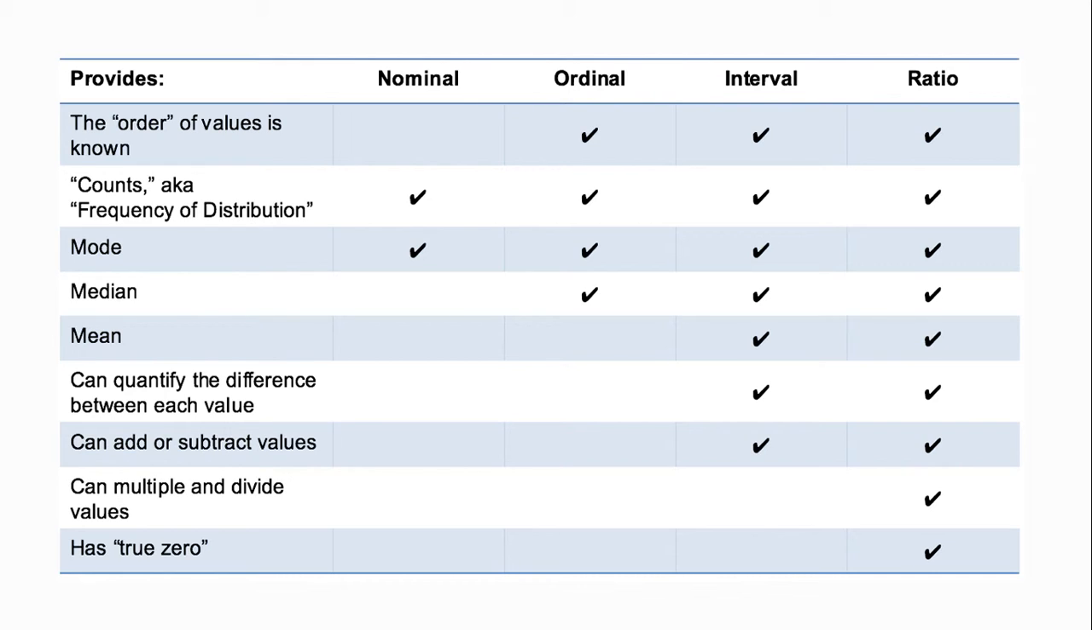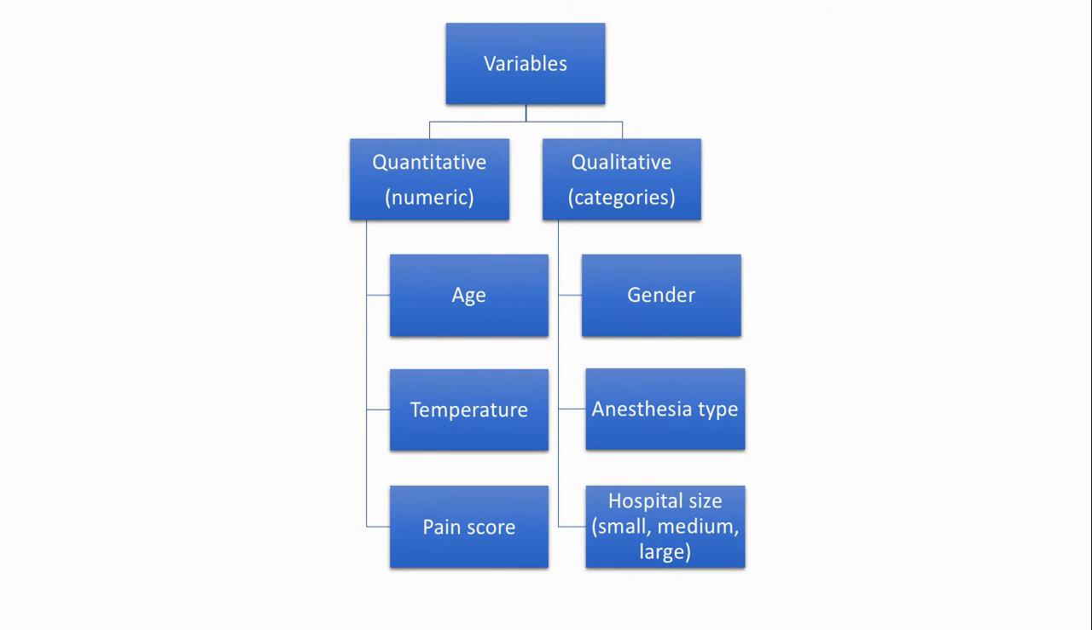And you can see some different ways that we can calculate central tendency. The mode is the most frequent value. The median is the value in the middle. The mean is the average. And then if we're looking at quantifying differences between values, that's where we're looking at continuous level data of either interval or ratio. And if it has a true zero, that's ratio level data. Here's just another example of differences between quantitative and qualitative or categorical variables.